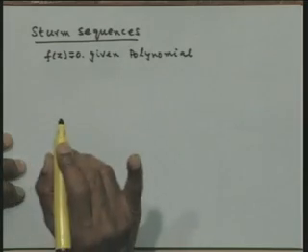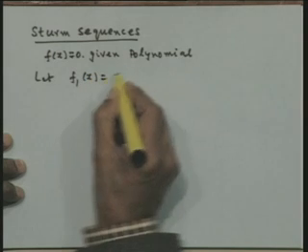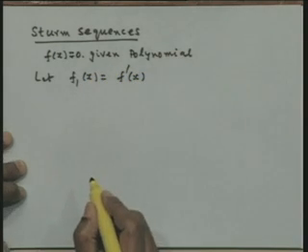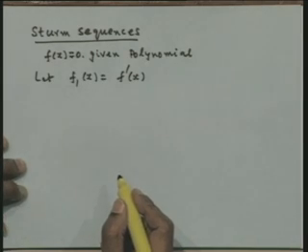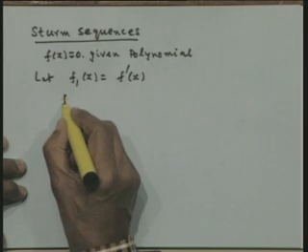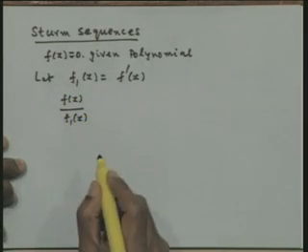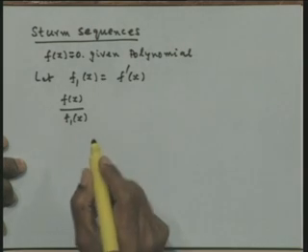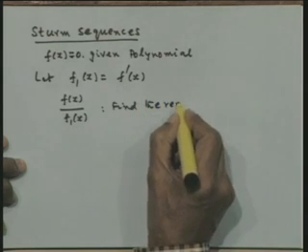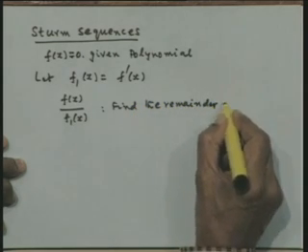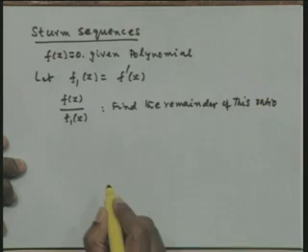Now let us differentiate f(x) and denote it by f1. So we will differentiate f(x) and write it as f1(x) equals f prime of x. Then I will divide f(x) by f1(x) and find its remainder. Find the remainder of this ratio.